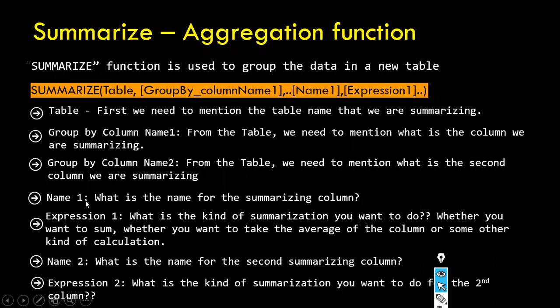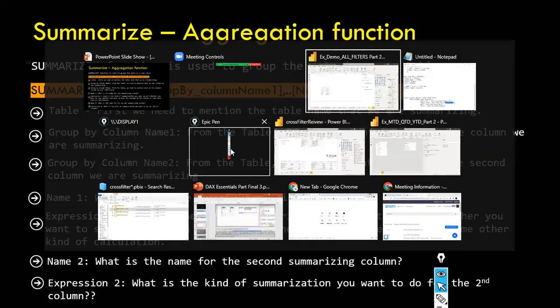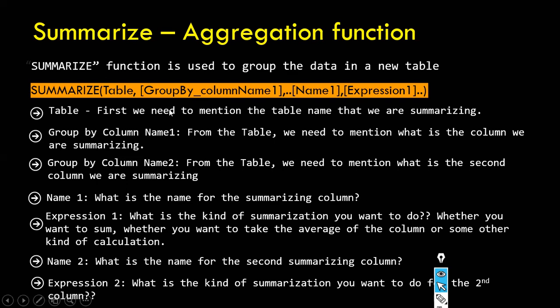So these are the arguments. The first argument is table, and the second is the group by column. You can specify more than one column as part of group by, like in SQL, the same way. And what is the name for the summarizing column? Name one is nothing but what name you want to give it. And expression one, the expression is, say, sum of sales. You can use more than one column to do aggregation, and more than one column to do the group by using summarize. The summarize function returns a table.